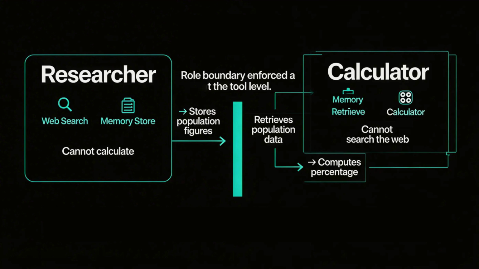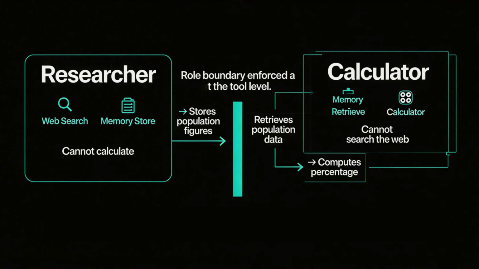A calculator whose only job is to retrieve those stored figures and compute the percentage. They have a memory retrieve tool and a calculator. They cannot search the web. That is all their job is. Neither agent can do the other's work. The role boundary is enforced at the tool level, not just in the prompt.